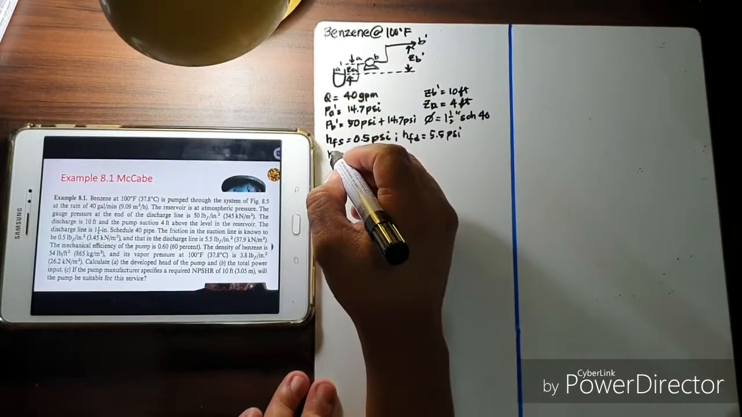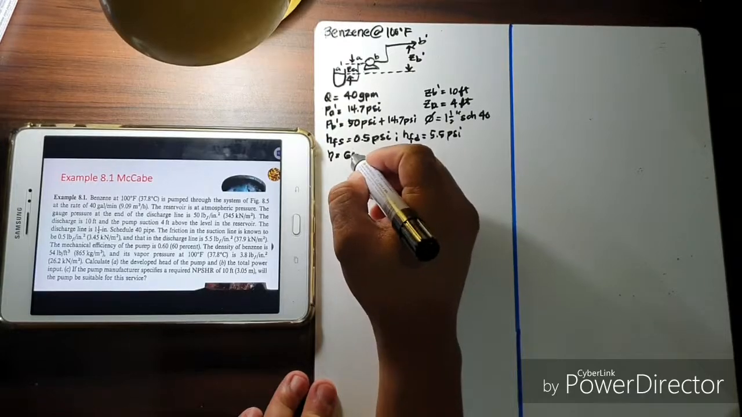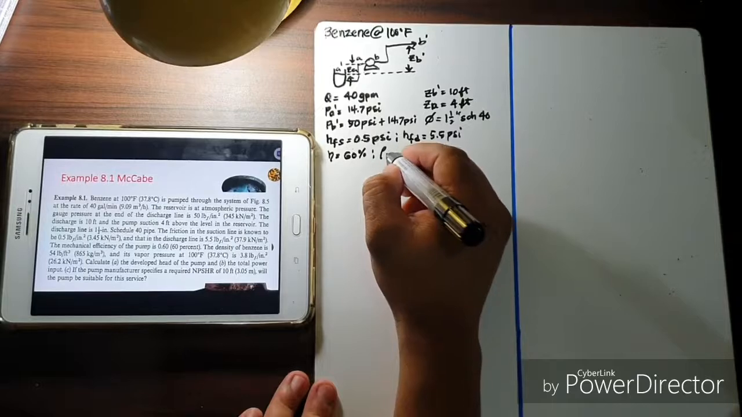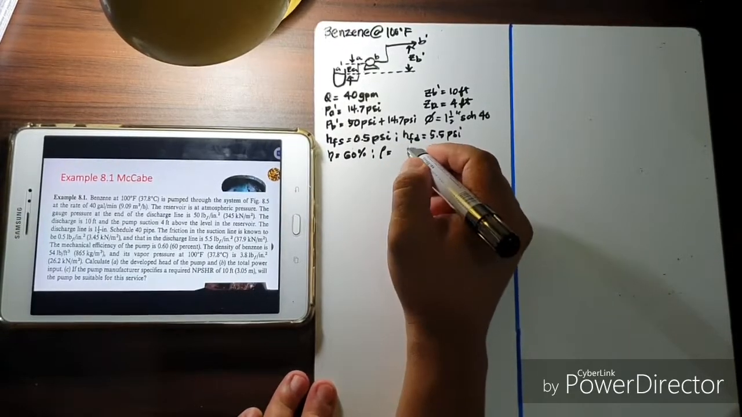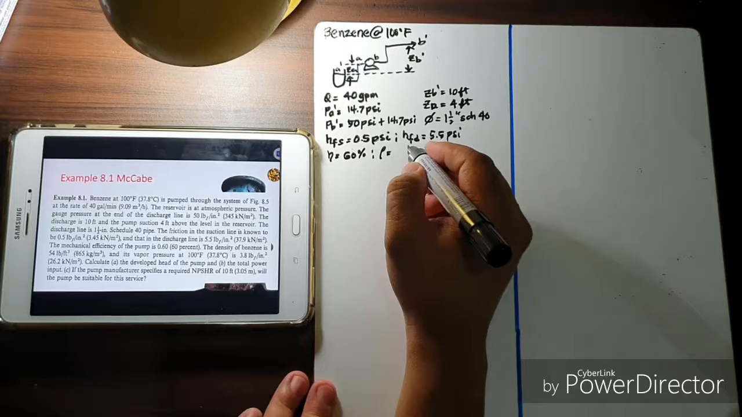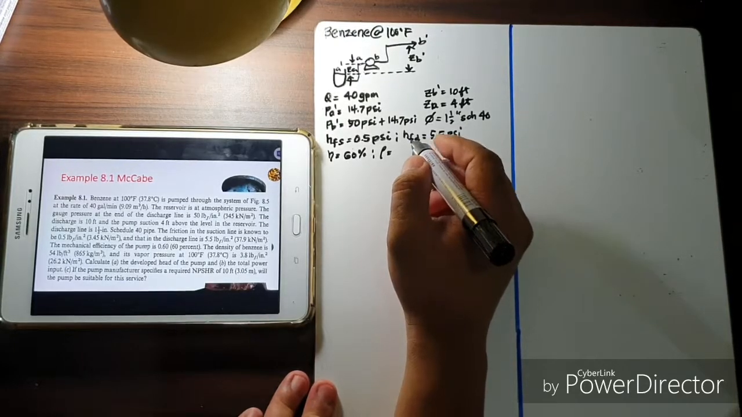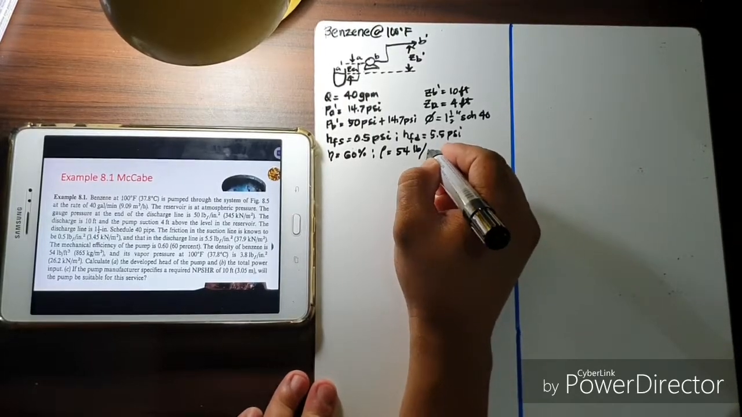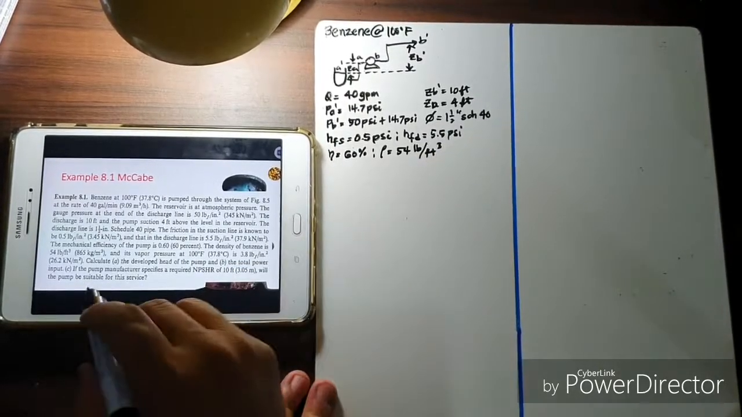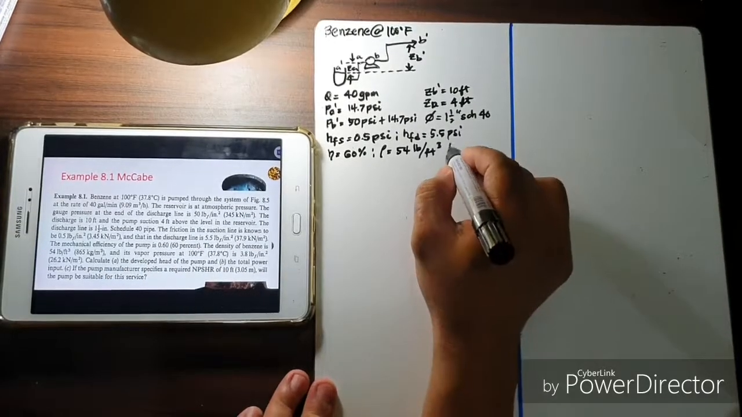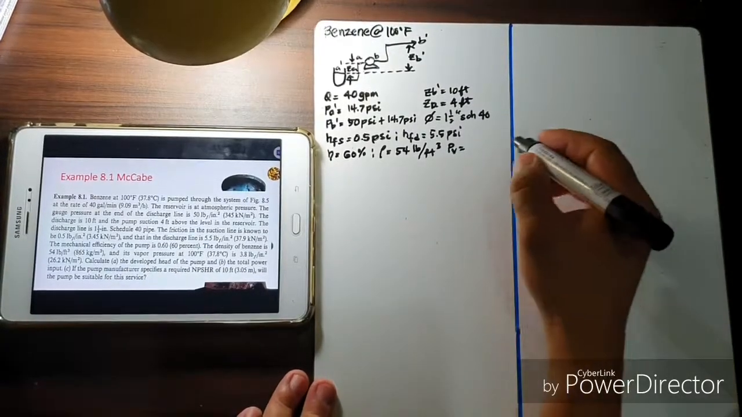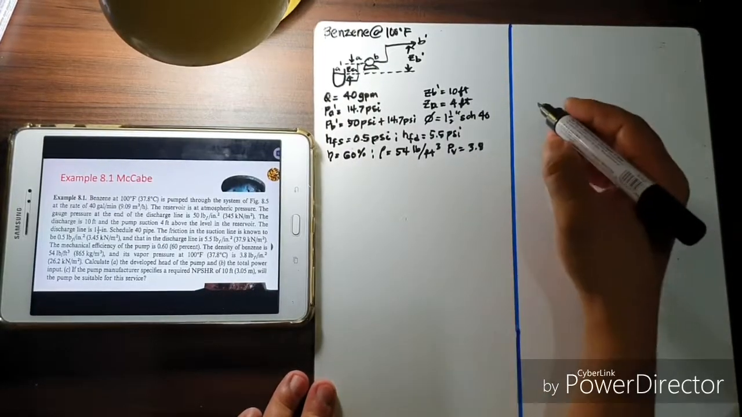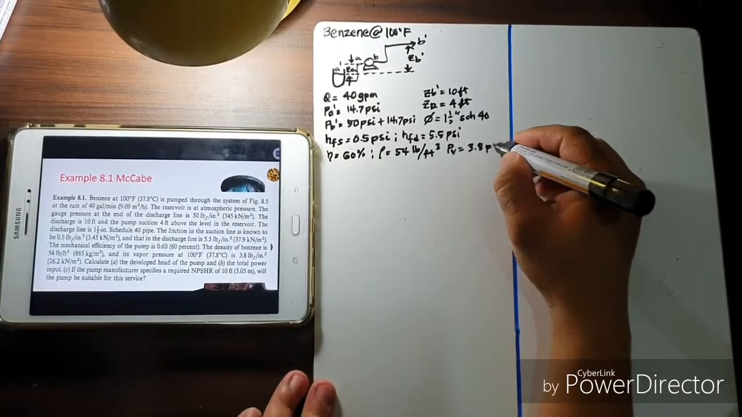The mechanical efficiency of the pump is equivalent to 60%. And the density of benzene is equivalent to 54 pounds per cubic feet, with its vapor pressure equivalent to 3.8 psi.